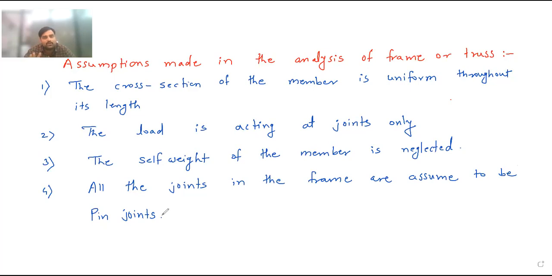So what are the four assumptions? First, the member should be a prismatic member, that is, the cross section of the member is uniform throughout the length. Second thing is that load is acting at only joints. Okay, load is acting only at the joints. On any other portion the load is not acting. Only at the joints it is acting. Third is the self weight of the member. We neglect the self weight of the member. We won't consider what is the self weight of the member.